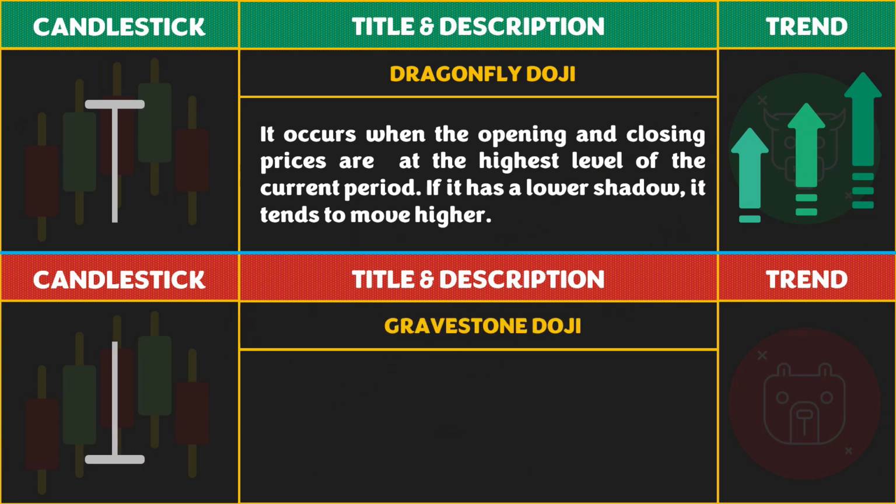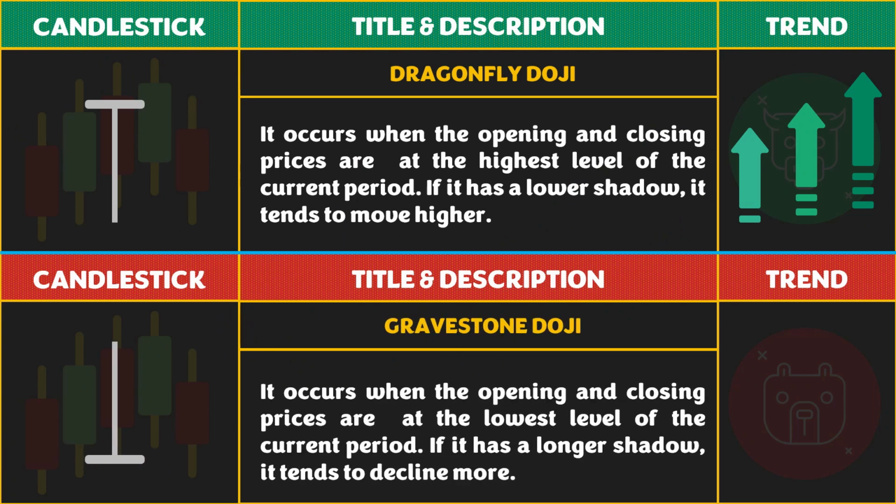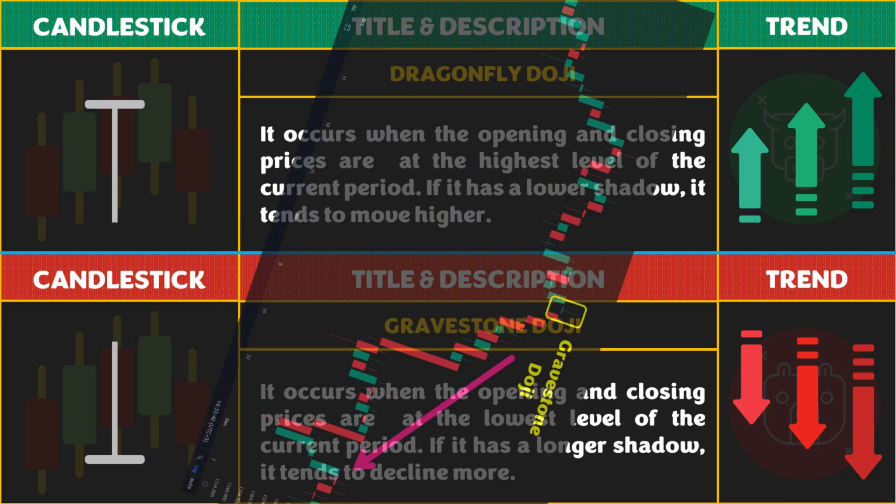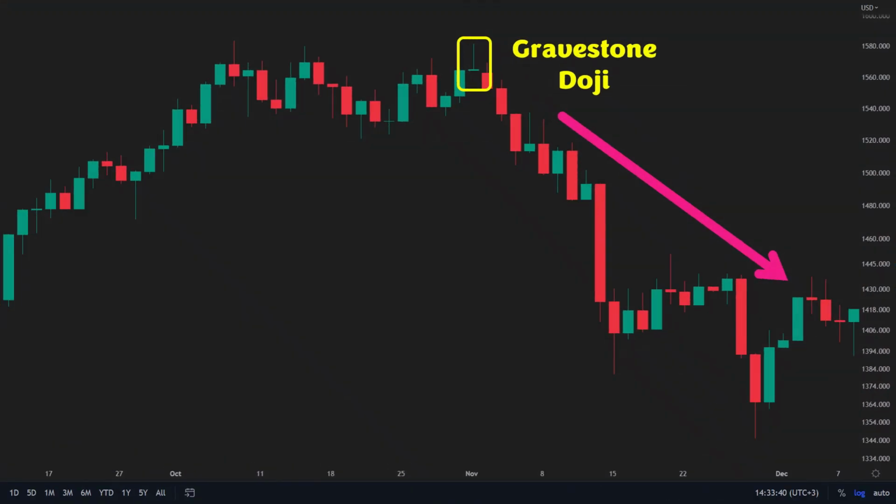Gravestone doji. It occurs when the opening and closing prices are at the lowest level of the current period. If it has a longer shadow, it tends to decline more. When it is seen at the top of price movements, it is considered a major bearish signal. An example of a gravestone doji is shown in the image. After the formation of the gravestone doji, prices fall.